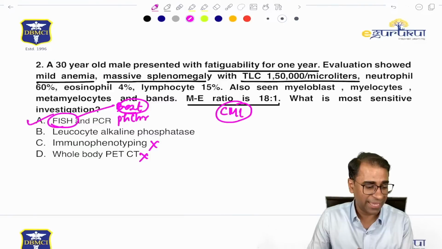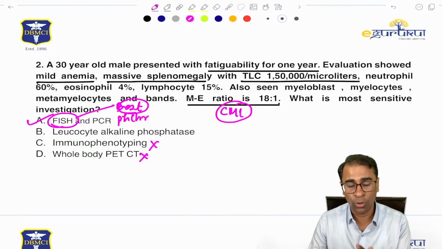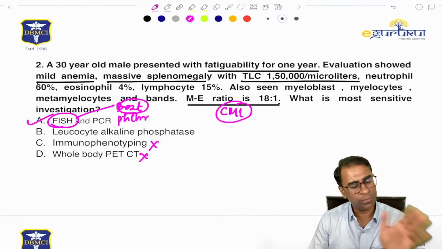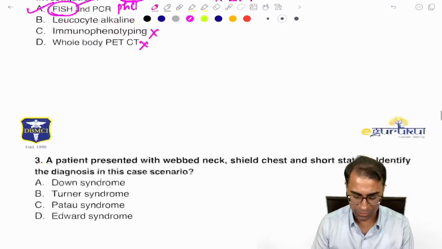भाई सब होमोलोगस है, नॉन होमोलोगस नहीं है, होमोलोगस है. I just sent you the Robbins screenshot on the group, तो क्लियर हो जाएगा. ठीक है, सब होमोलोगस है.